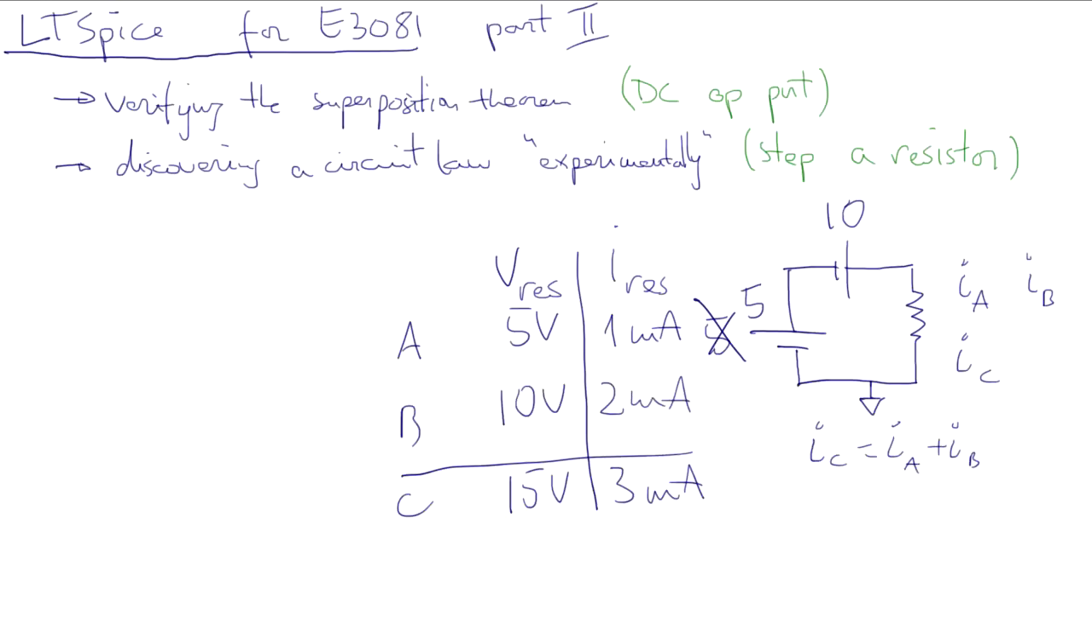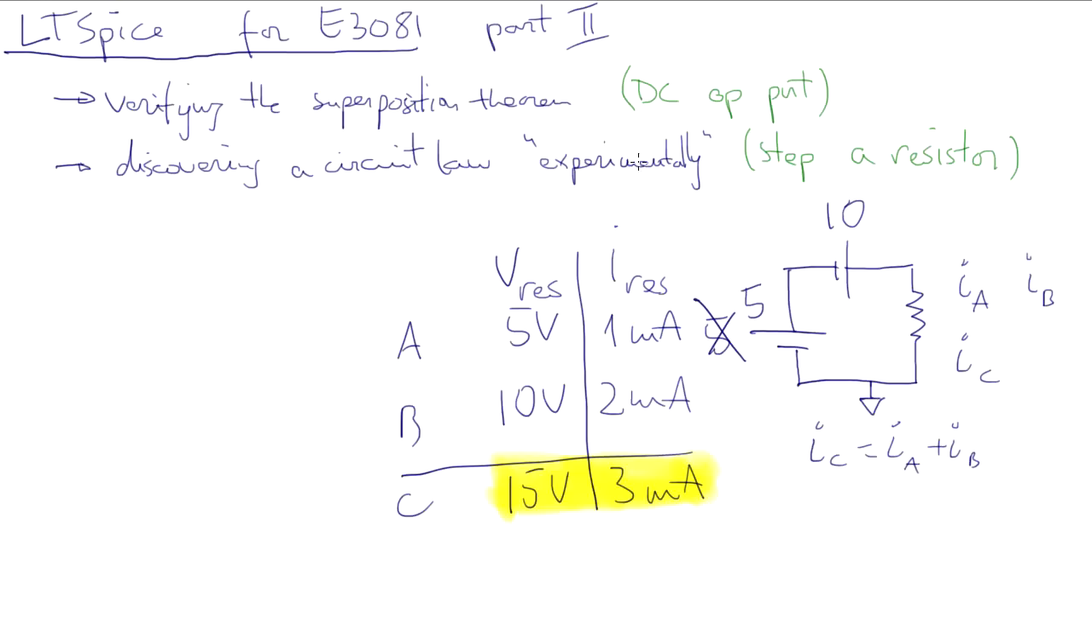Now it becomes really clear that the superposition theorem holds in this case, because 5 volts plus 10 volts does indeed equal 15 volts, and 1 milliamp plus 2 milliamps does equal 3 milliamps. Of course, this is no proof of the superposition principle in general, but it's easy to see that it does hold in this particular scenario.